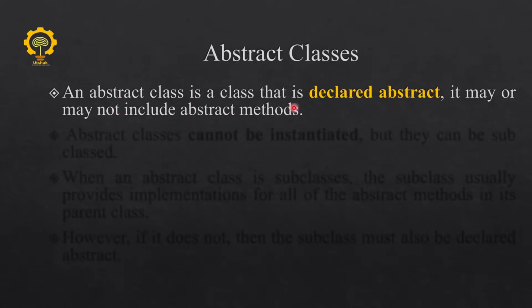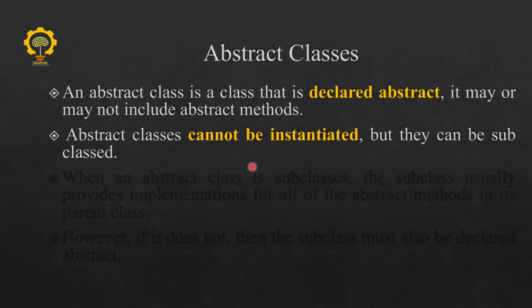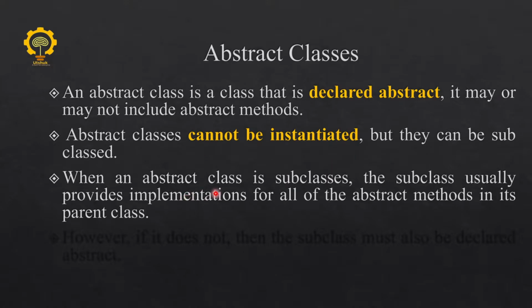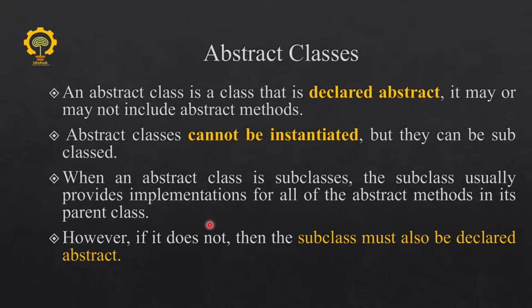An abstract class is a class that is declared abstract. It may or may not include abstract methods. Abstract classes cannot be instantiated, but they can be subclassed. When an abstract class is subclassed, the subclass usually provides implementation for all the abstract methods in its parent class. However, if it does not, then the subclass must also be declared as abstract.